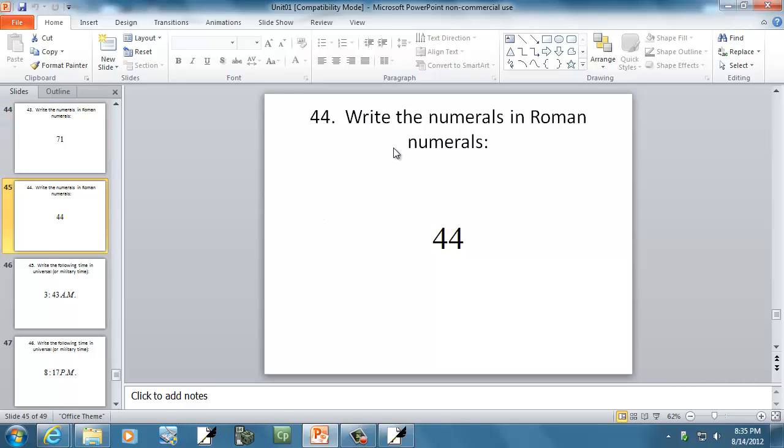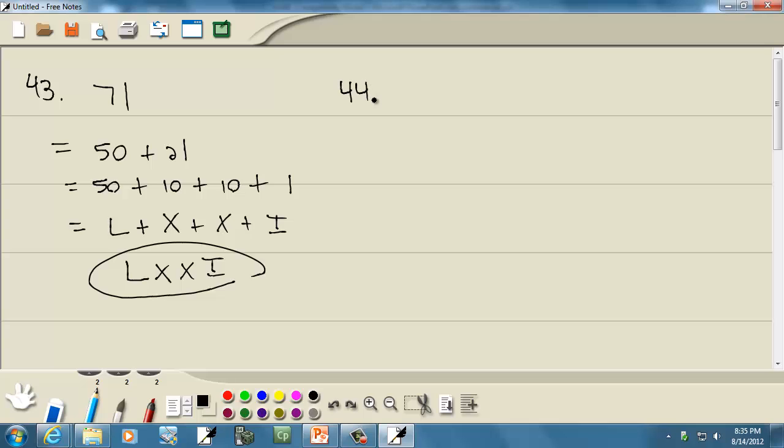Last one. 44. Well, that's like 40 plus 4. And now 40, if I wrote that, that'd be 10 plus 10 plus 10 plus 10. I don't want 4 of anything. So instead of rewriting it that way, I'm going to have 50 minus 10, like that. And then if I did 4 here, that'd be 1 plus 1 plus 1 plus 1. I don't want 4 of anything. So this is like 5 minus 1.